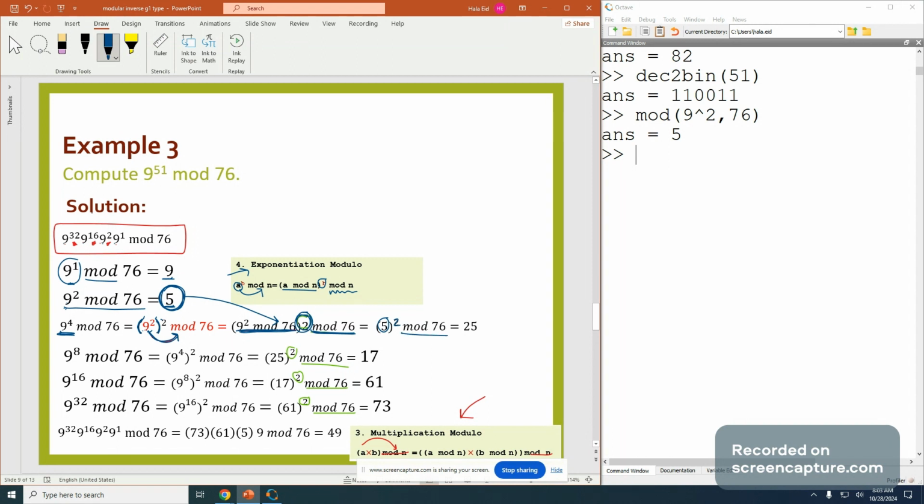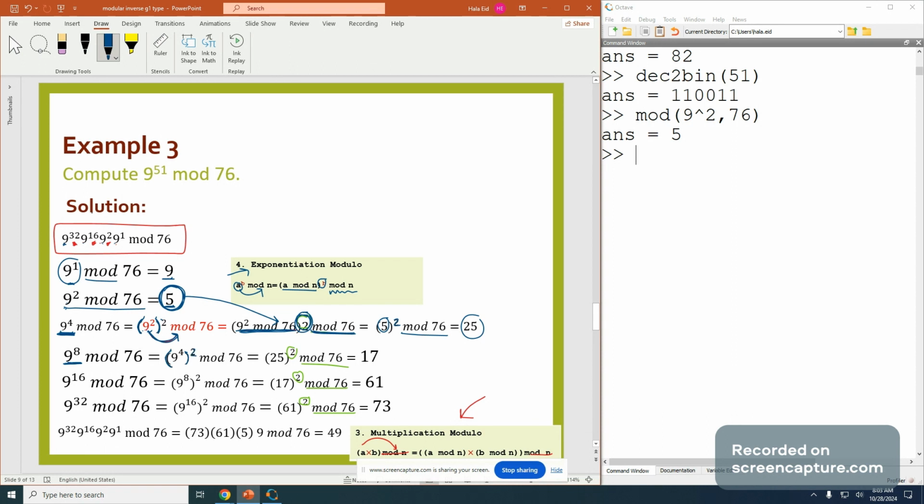You can easily find this using your brain because 5 squared is 25, a smaller number than 76, so the answer is 25. Now we're going to square again. The last step I got 9 to the power of 4. Still, I need to get all the way to 9 to the power of 32 because I need to substitute that. So now what we're going to do is square 9 to the 4 again. When you square 9 to the 4, you get 9 to the 8.